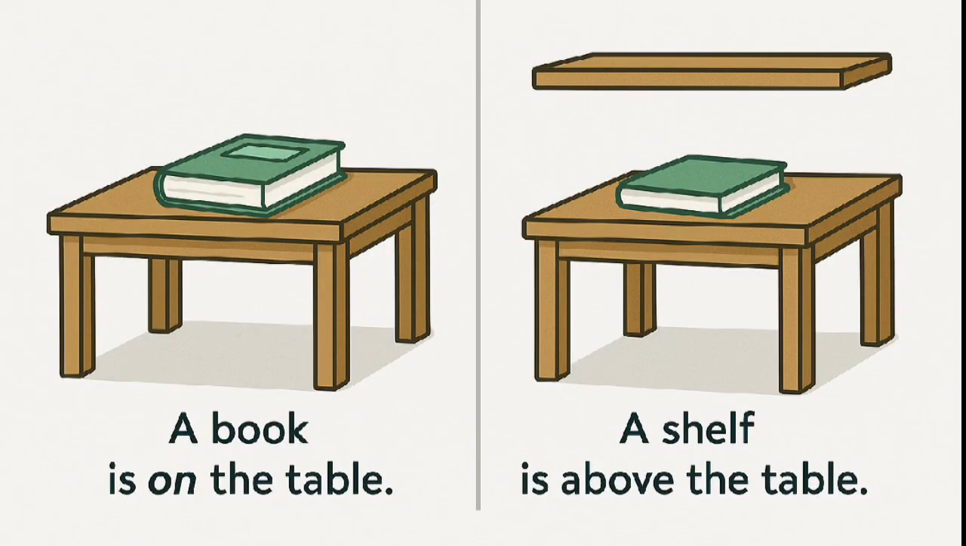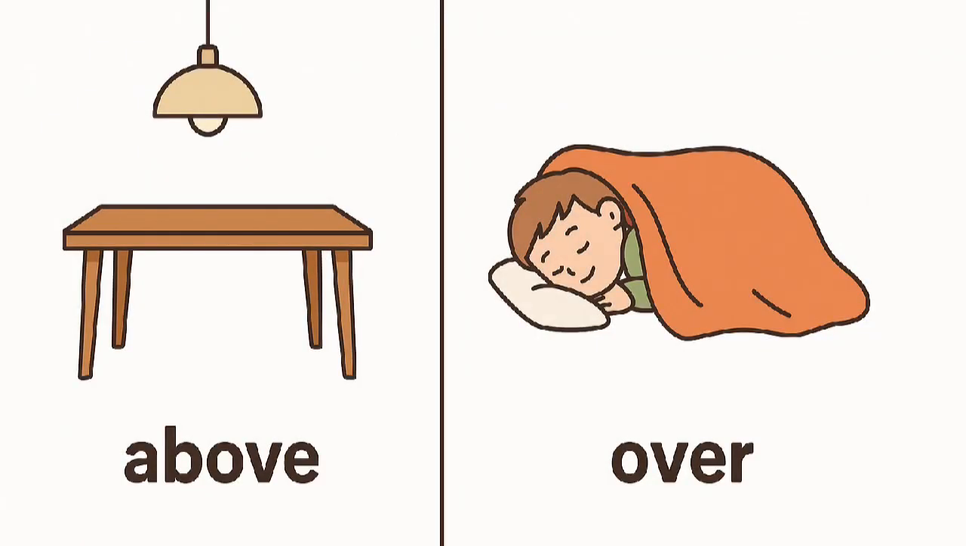On means touching. Above means higher without touching. A book is on the table, but a shelf is above the table. Above and over can sometimes mean the same thing, but over often has the sense of covering or movement. We'll explore over in the next episode.